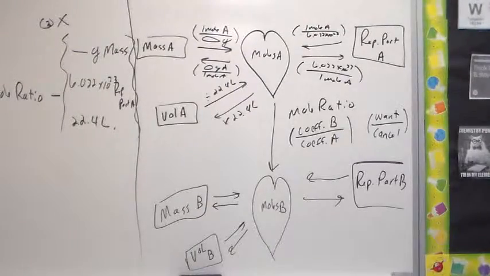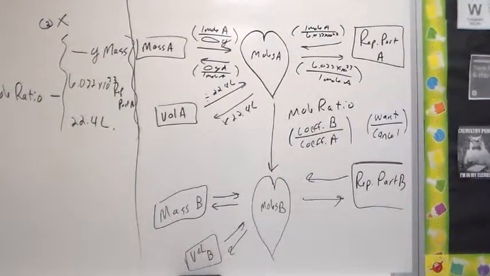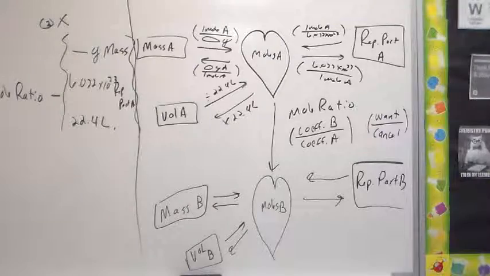Chapter 12, test review. This is our concept map, and what we see in the concept map is that in the top part we have three different quantities: mass, volume, and representative particles. Anytime I want to go to moles, which is the heart of chemistry, I will divide by the special number. And then the part that we added to our concept map this chapter was the arrow between moles of A and moles of B, which represents the mole ratio.